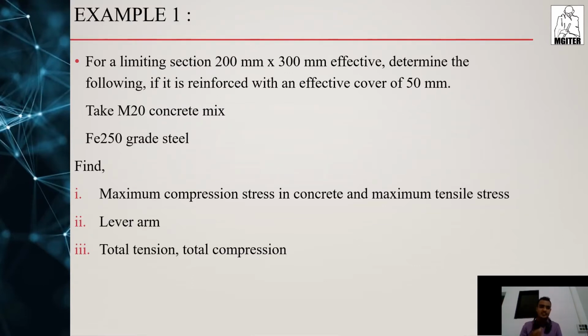Then here is the first example. Write down the first example. It is for a limiting section, 200 by 300 mm effective, which is the cross section of the beam. Determine the following if it is reinforced with an effective cover of 50 mm. Take M20 grade concrete mix and Fe250 grade steel. Find the maximum compressive stress in the concrete, the maximum tensile stress, the lever arm, total tension and total compression. These values we have to find out.